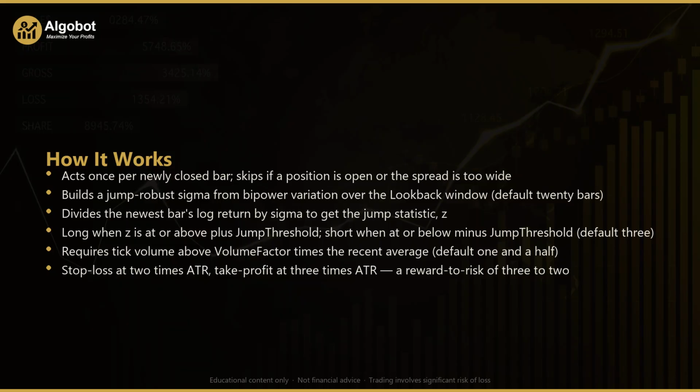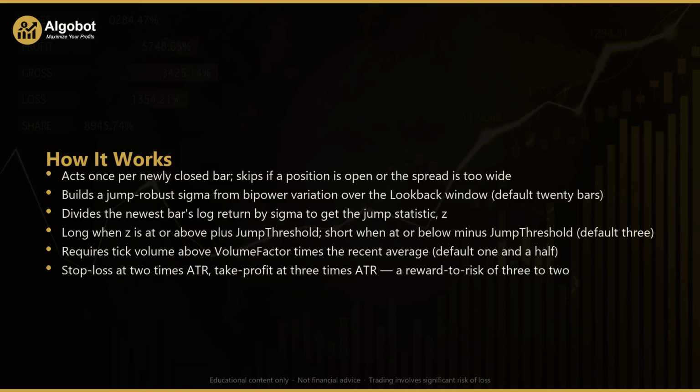Now the strategy measures the newest bar. It takes that bar's log return and divides it by the sigma to produce the jump statistic, which it calls Z. This tells us how many units of ordinary, continuous volatility the latest bar just traveled. If Z is at or above the jump threshold, 3 by default, the bar is a significant upward jump. If Z is at or below -3, it's a significant downward jump.